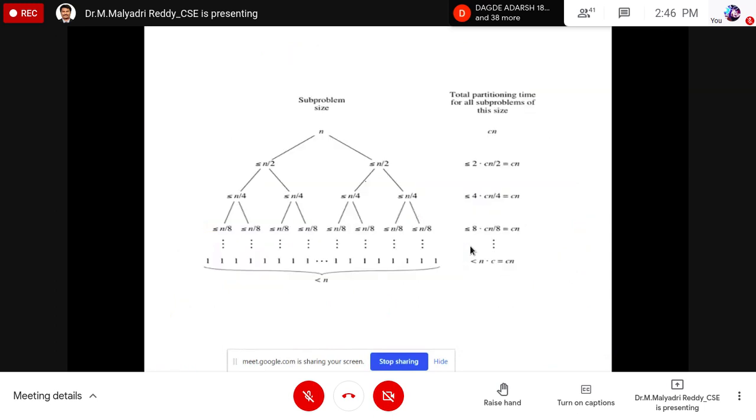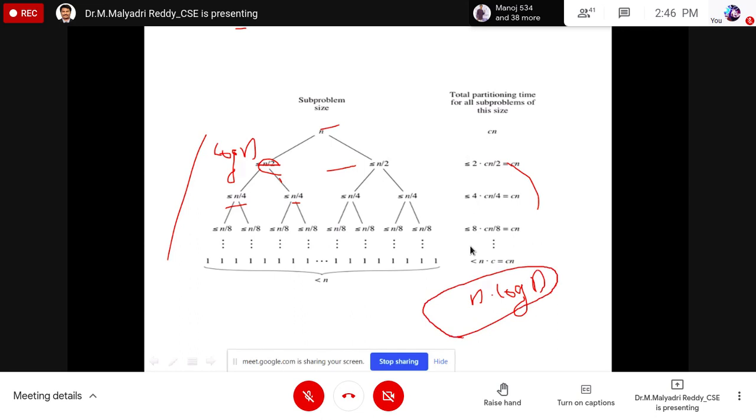One more is like this. n by 2, n by 2, n by 4, again dividing like this we will get. Its depth is log n, as you know, the depth of a binary tree. So n work you have to perform at each level, and the complexity is n into log n. This is the best case analysis of quicksort.